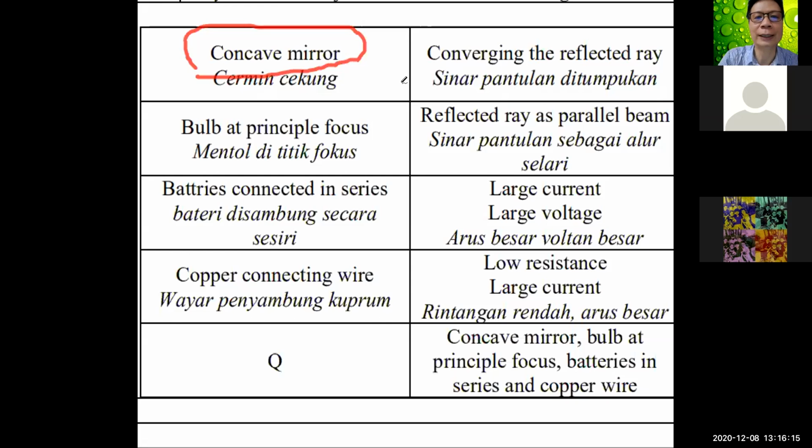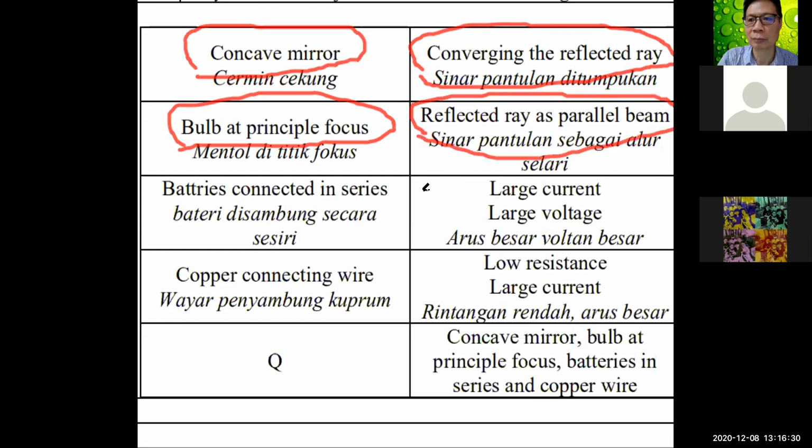Okay, that's a reason. Okay, second thing is you talk about the position of the bulb at principal focus. The reason is reflected ray as parallel beam. This is what you want. Because when the bulb is at the principal focus, the reflected light will move parallel. Okay, that's the reason.